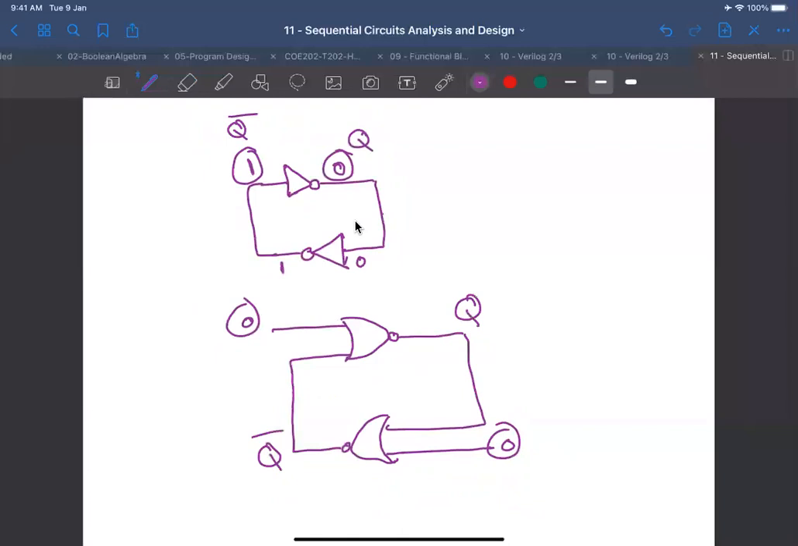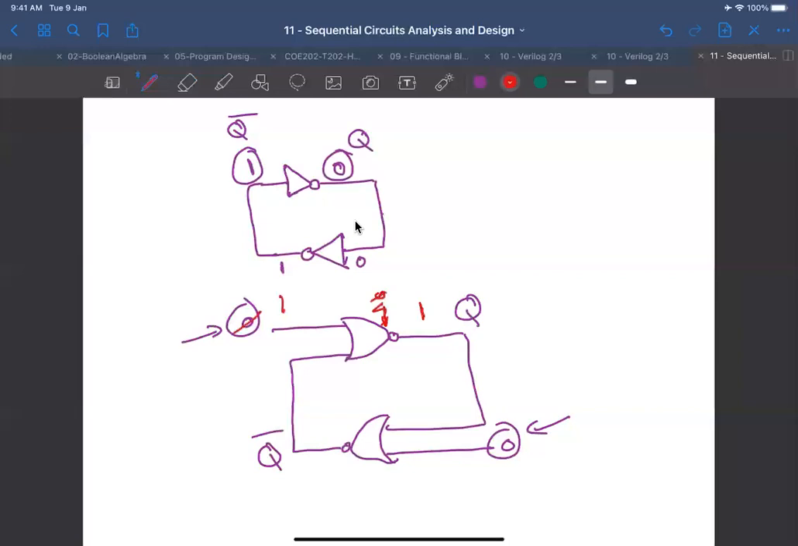But now I can apply some other inputs to this and this, not only 0, 0, right? So 0, 0 means no change here. But what if I apply a 1 here? Let me use a different color. If I apply a 1 here, what happens? What is going to happen here is that before the bubble, it's going to be a 0, all right? And after the bubble, it's going to be a 1, right?